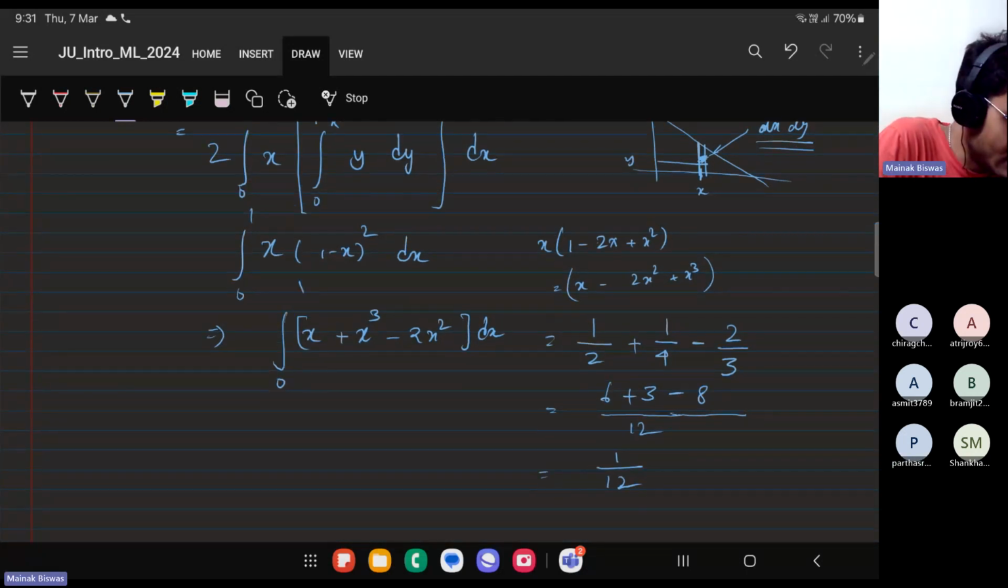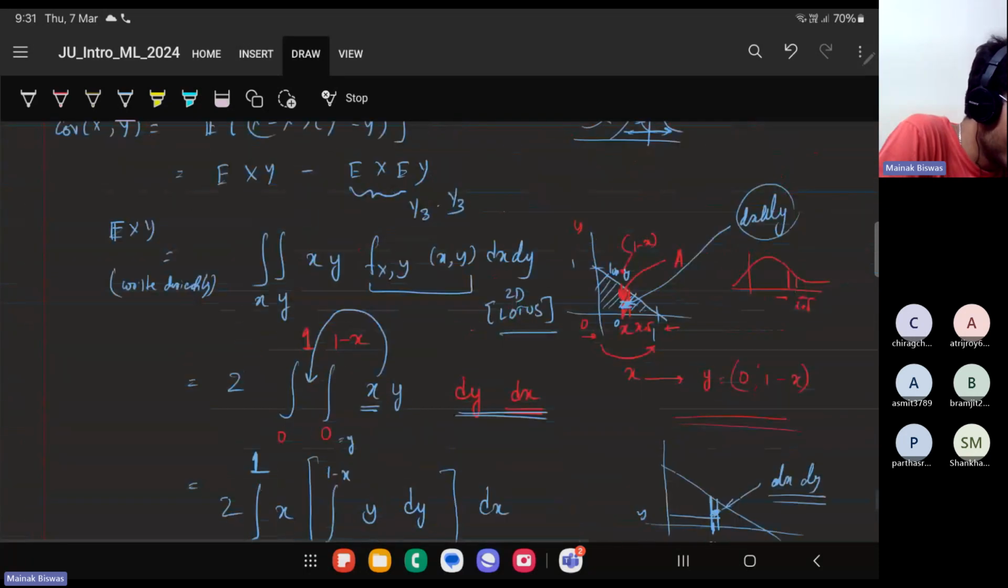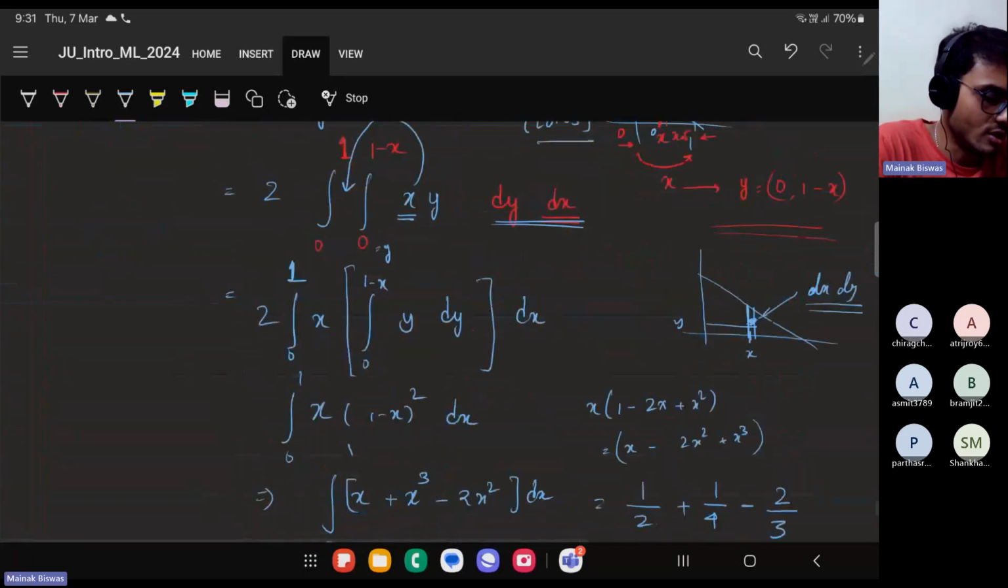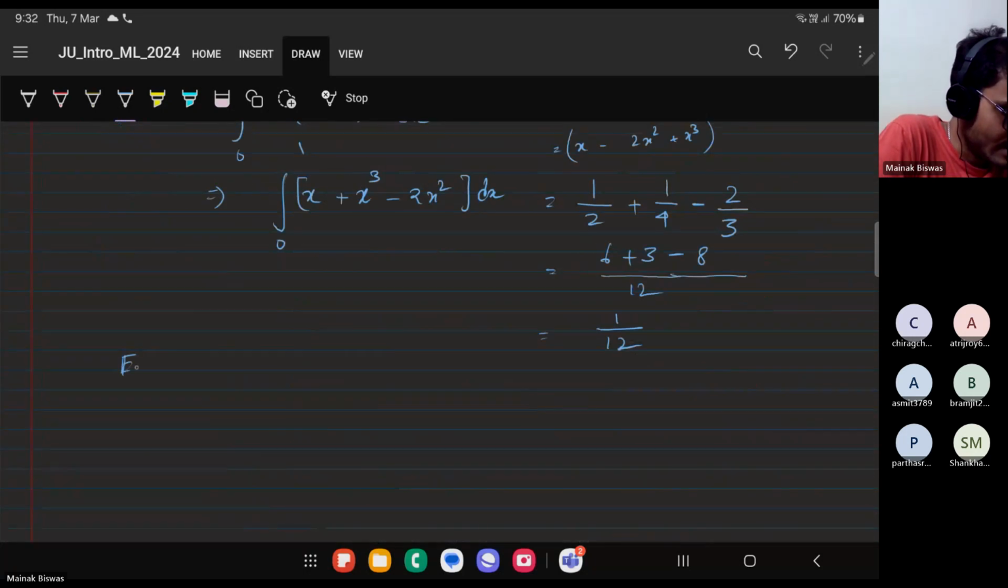I was confused because this is what? This is the expected value of xy, right? This is what happens when you are becoming old. Expected value of xy is 1 by 12.